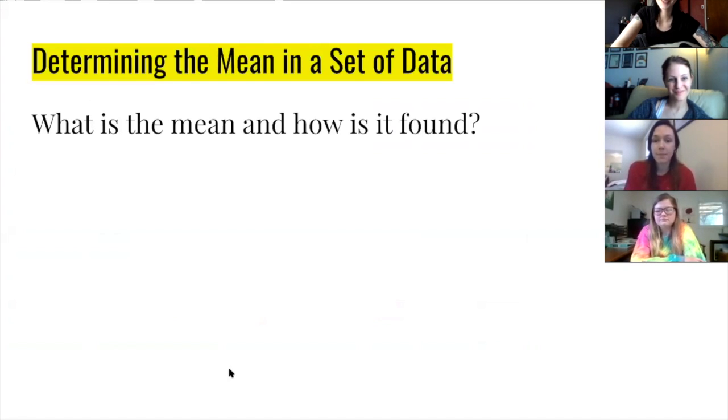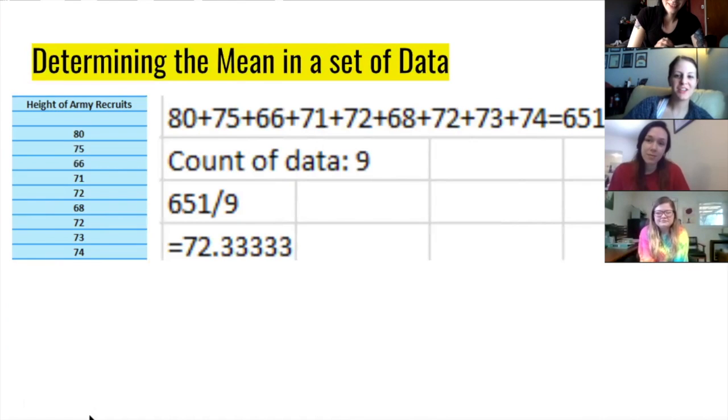Allison, determining the mean in a set of data. What does this mean and how is it found? Okay, so the mean is just another word for the average. So what we're just looking for is the average in a set of data. So the way you find this is you add all of the numbers together from your data sample. And in this example, I used the height of Army recruits that we did in our homework. And I just added all those together. That equals 651. Then you divide that by the count of the data. So there are 9 data samples here. So we're just taking the total of that sum and we divide it by 9. And that's how we find the average, or in other words, mean.